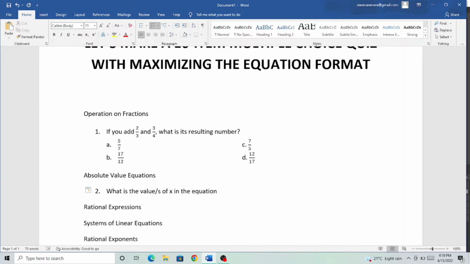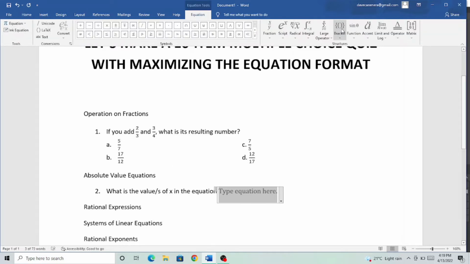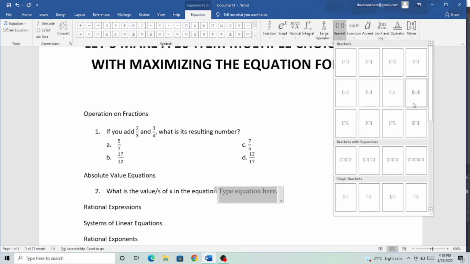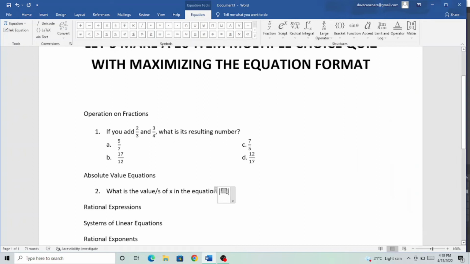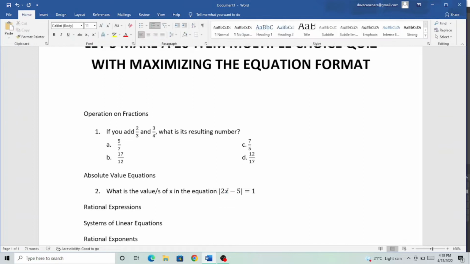For the absolute value structure, we can find it here in the bracket structures. Here it is. Let's say we have an equation |2x minus 5| equals 1. That is basically our question. For the answer, it is pretty obvious and simple. You will have two values of x when we use the property of absolute value equations.